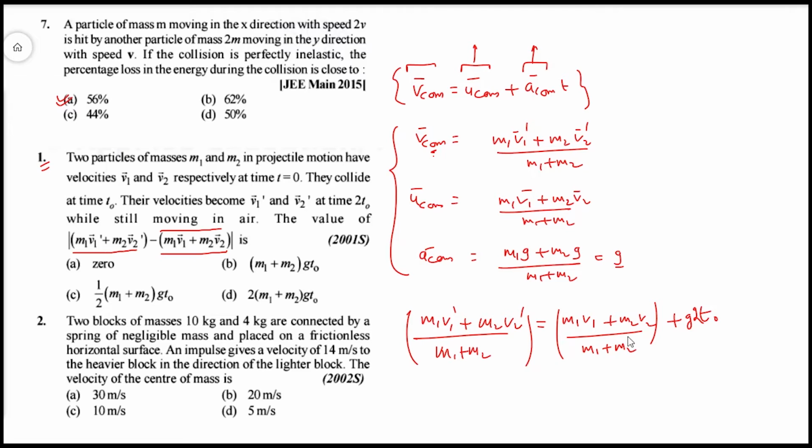Okay, so just multiply both sides by m1 plus m2 and take this term to the left, and you have the exact same equation, and that's going to give you 2g t naught times m1 plus m2. Okay, so this is answer D. Let's move on to the next problem.